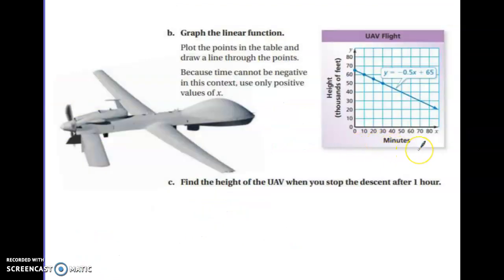Now if you were to graph the linear function, the textbook has a graph for you, so it would look something like this. And then something that you might be asked to find is the height of the vehicle when you stop the descent after 1 hour. So of course, this is in minutes, that's 60 minutes. So taking a look up to where it hits the graph, where does it hit? It is at about 35,000 feet. So don't forget your units.